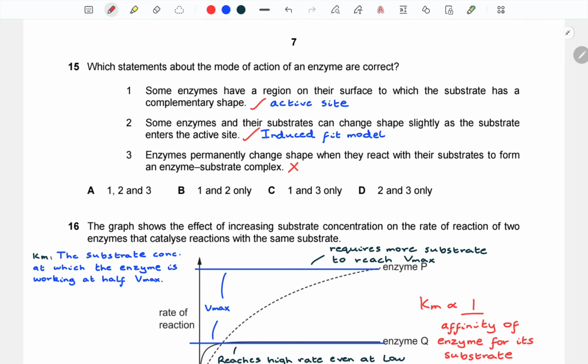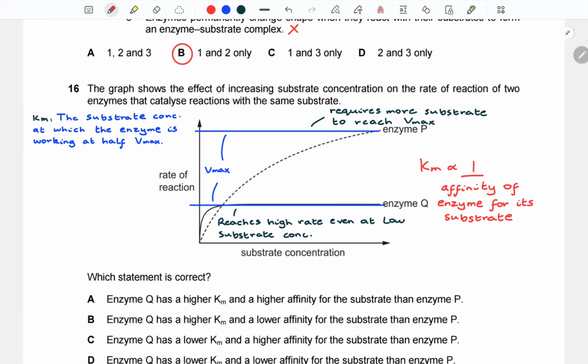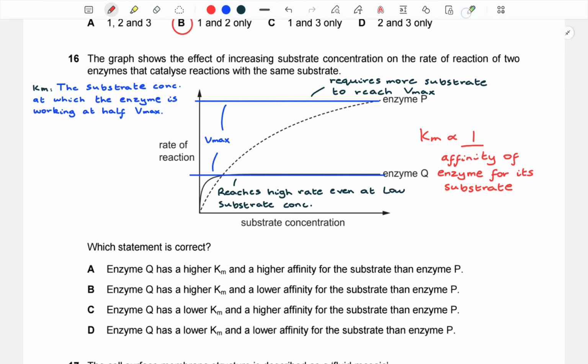Even after the enzyme substrate complex is formed, the product is formed and the enzyme returns to its shape, and the product is released from its active sites. So for 15 we got B. Okay, number 16. The graph shows the effect of an increasing substrate concentration on the rate of reaction of two enzymes that catalyze reactions with the same substrate. So which statement is correct?